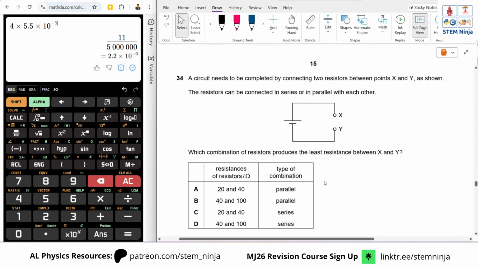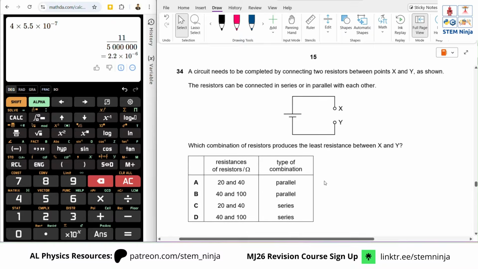A circuit needs to be completed by connecting two resistors between points X and Y. The resistors can be connected in series or in parallel with each other. Which combination of resistors produces the least resistance between X and Y?